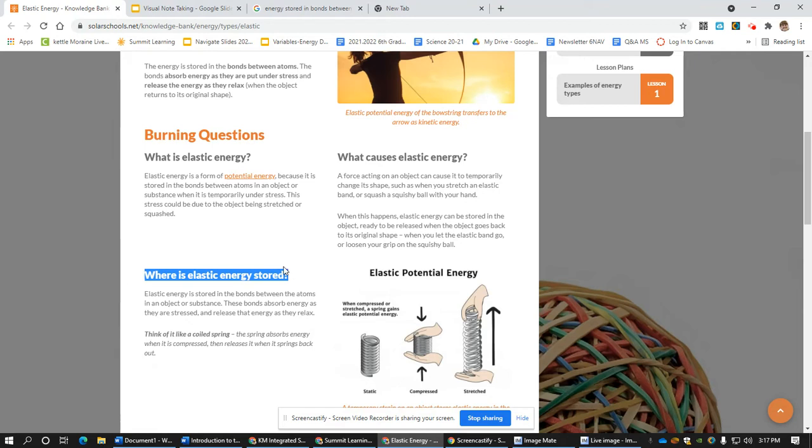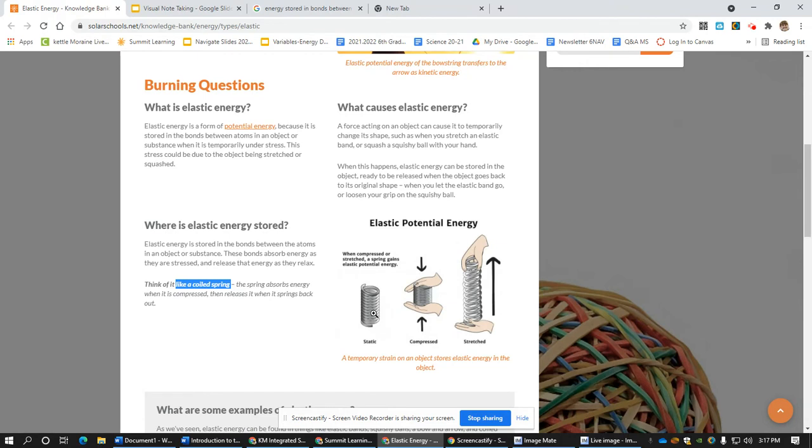It mentions that elastic energy is stored in the bonds between atoms. Now I already have that knowledge of what a bond is between the atoms, and I already drew myself that visual that I already have. These bonds absorb the energy as they're stressed and release the energy as they relax. It's kind of like a coiled spring, and then they show me a coiled spring.